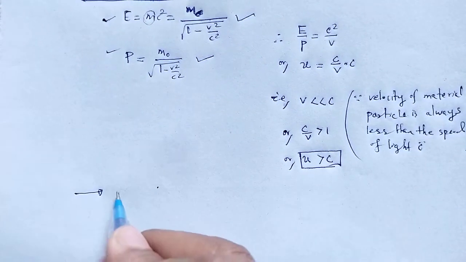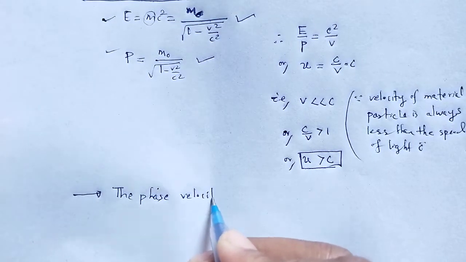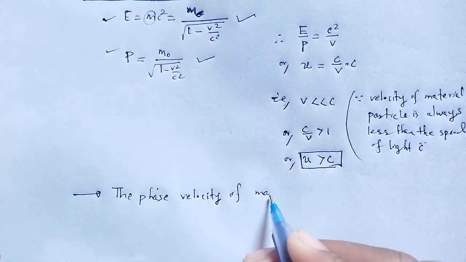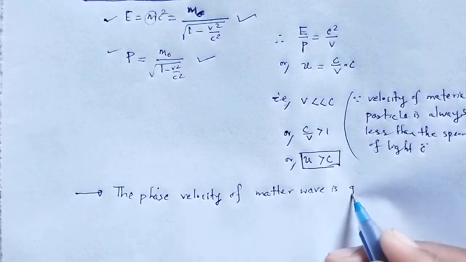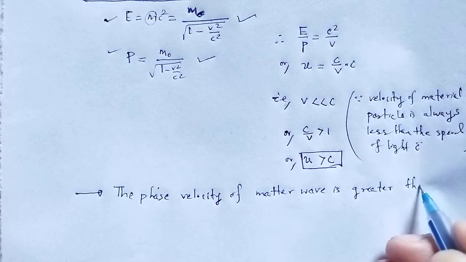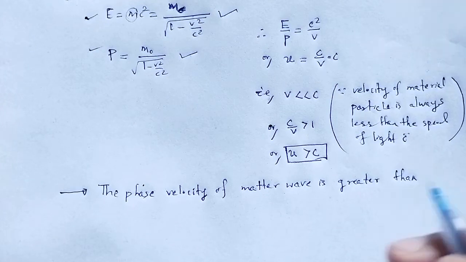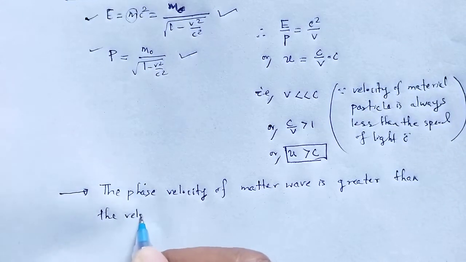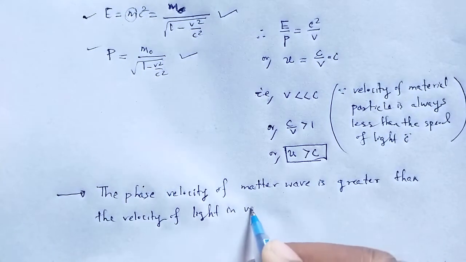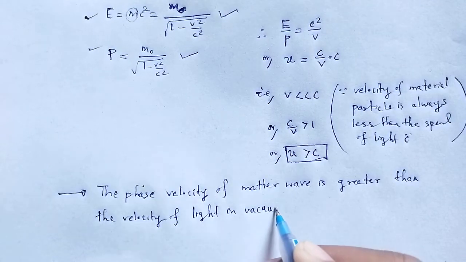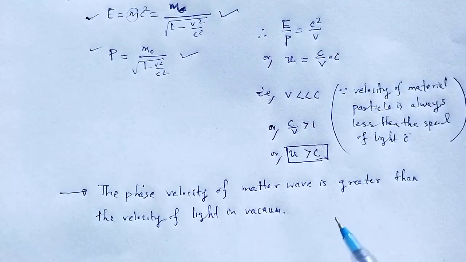That expression indicates the phase velocity of the matter wave is greater than the velocity of light in vacuum, that is c. This is in contradiction to the special theory of relativity.